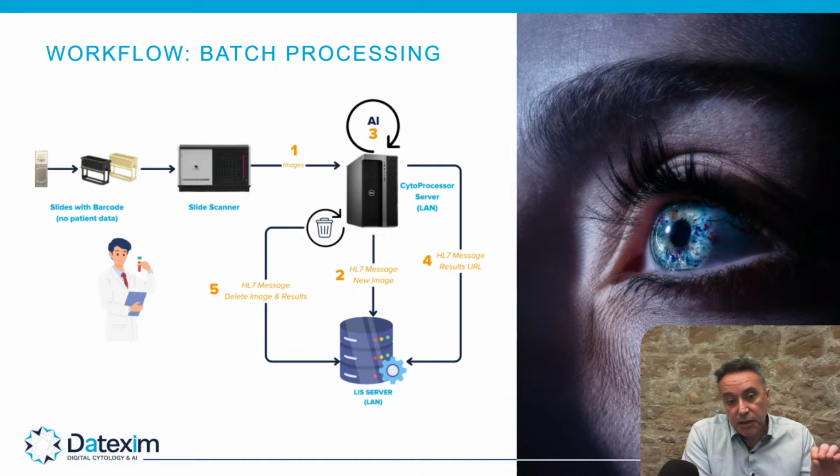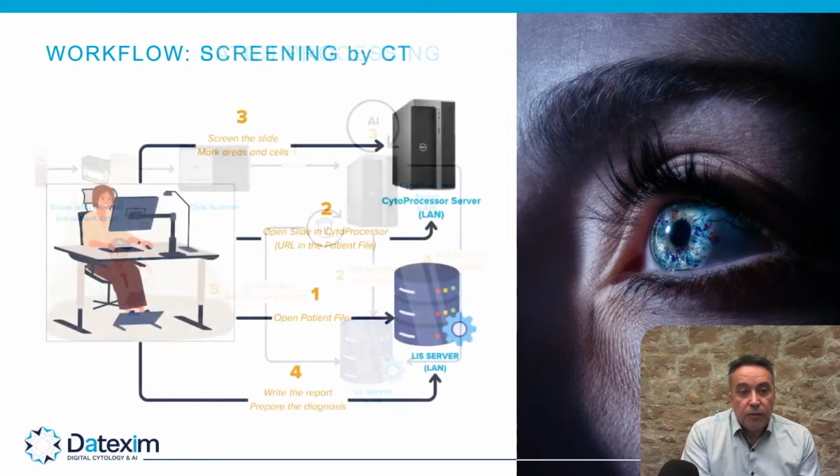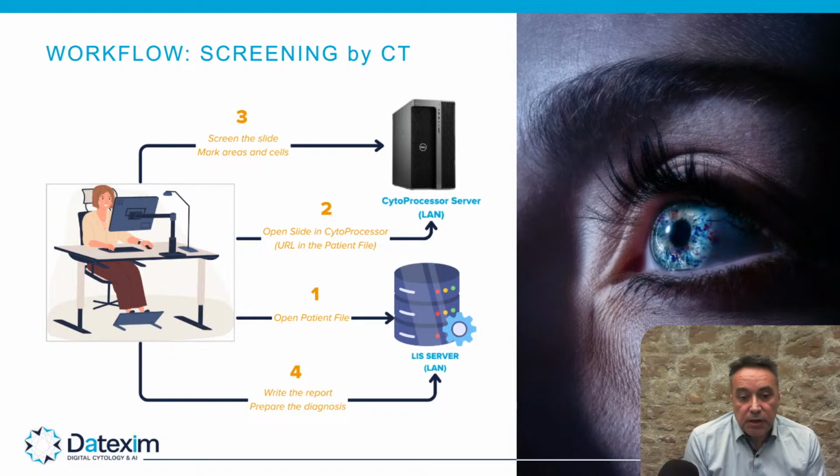So the LIS can remove the link from the patient file. So that's the preparation and the computation of the results. And the next day, cytotechnologists can start the work by, like they do every day, they open the LIS, they have a work list, they open the patient file, they will see a button or a link to open the slide in CytoProcessor.